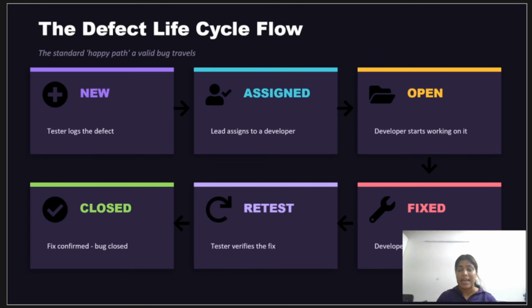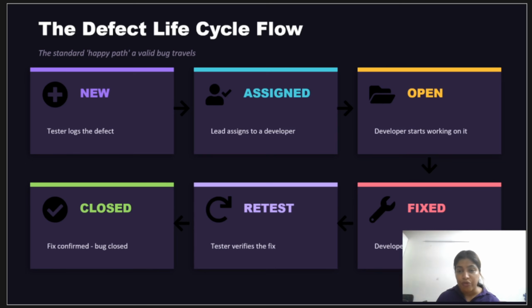Now this is the key slide, where you will see the main statuses or states, so you know what the bug status is right now. The first one is New: the moment a tester logs the defect, it is reported but nobody has looked yet. Then Assigned, where a lead reviews and assigns it to a specific developer. Third is Open, where the developer accepts it and starts working on it.